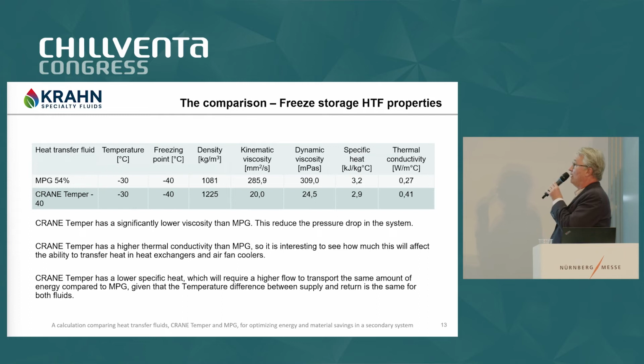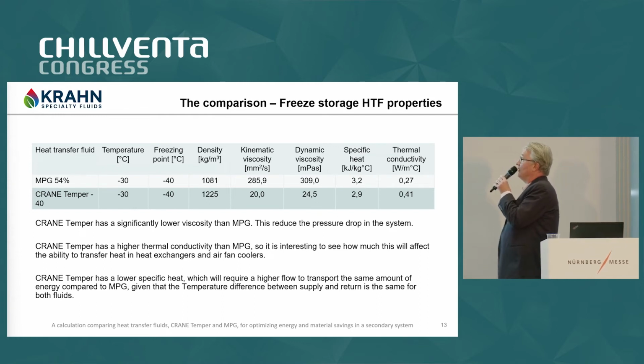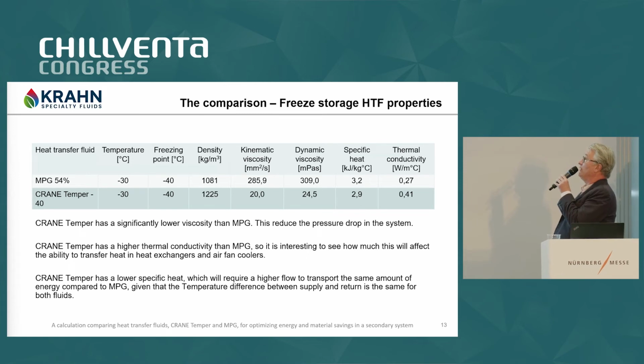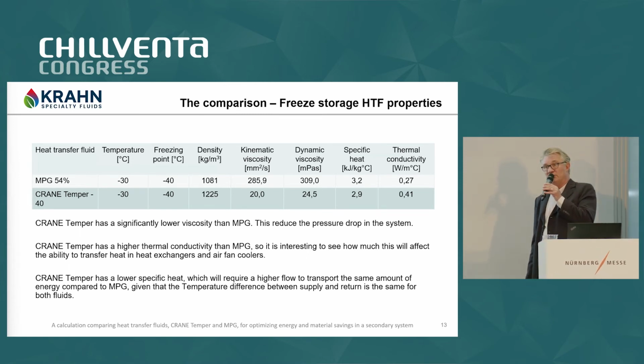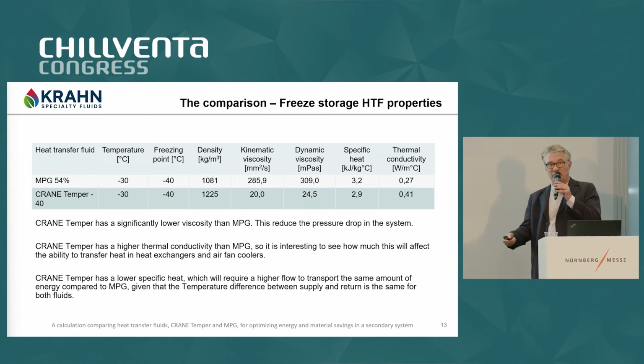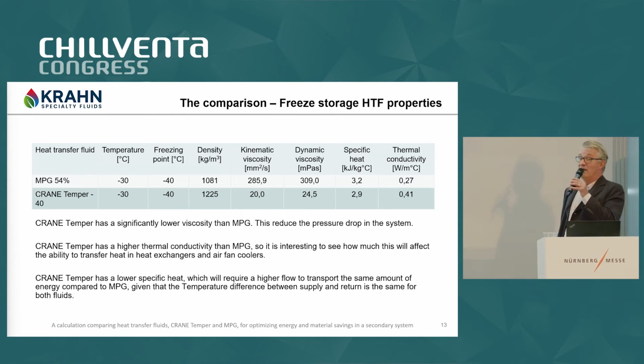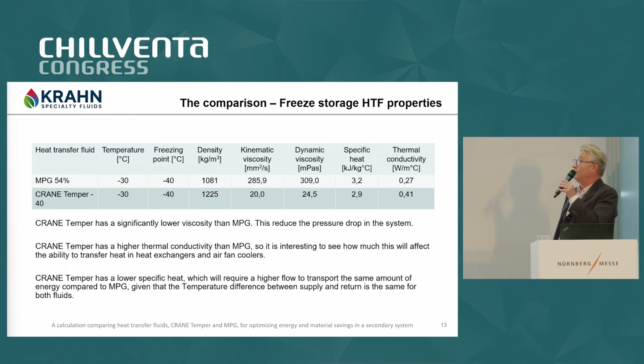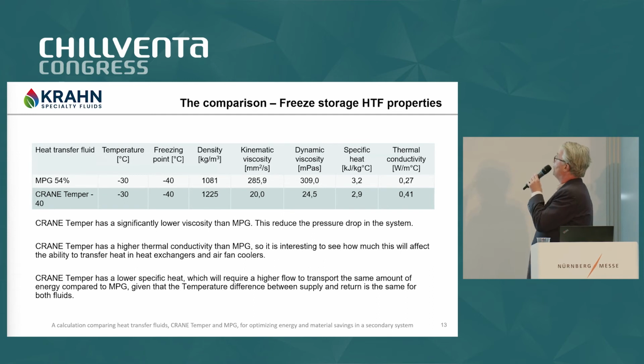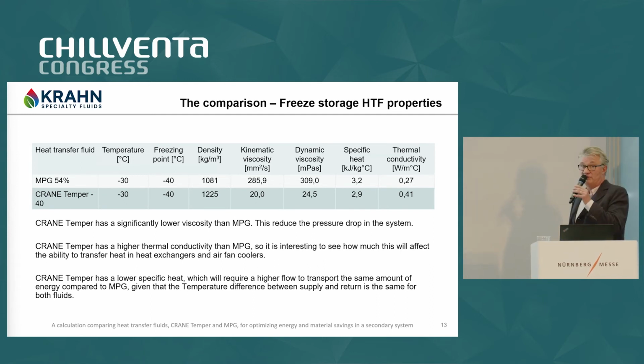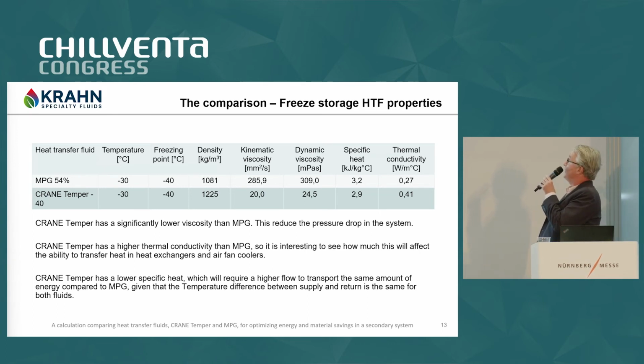And here we see for the MPG, the viscosity is dramatically high. In this case, it's almost that you can't use normally centrifugal pumps. You have to go to reciprocal pumps or similar, and that costs a lot, both in investment, but especially in energy consumption. And also in the thermal conductivity there is quite a big difference between these two products. So viscosity and heat transfer will make a big difference between these products.